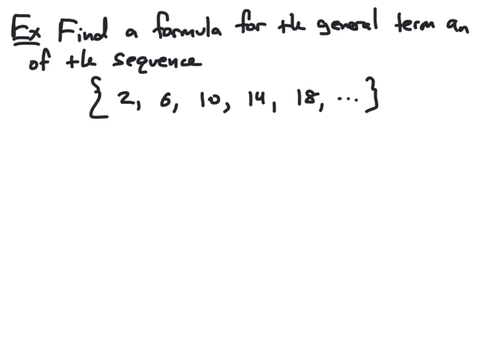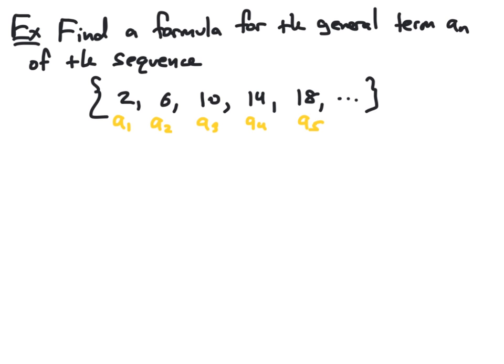In this example, we want to find a formula for the general term a sub n of the sequence whose first 5 terms are 2, 6, 10, 14, and 18. Again, we want to find some formula for a sub n that when n is 1 through 5, we get the terms listed here. And so what we really need to do is find a way to relate the subscripts 1, 2, 3, 4, and 5 to the numbers 2, 6, 10, 14, and 18. It's possible that you recognize a pattern right away, but if you don't, there's always a way to approach finding a formula for a sequence like this.